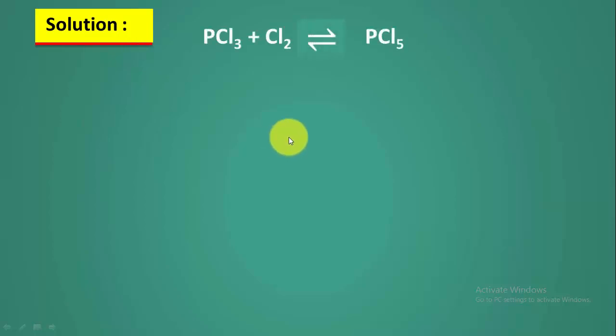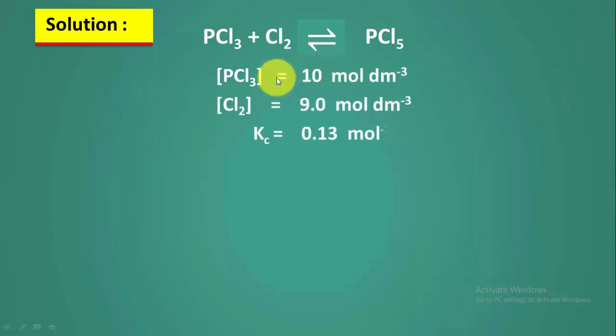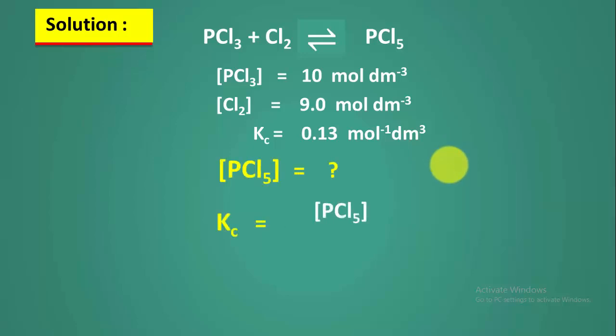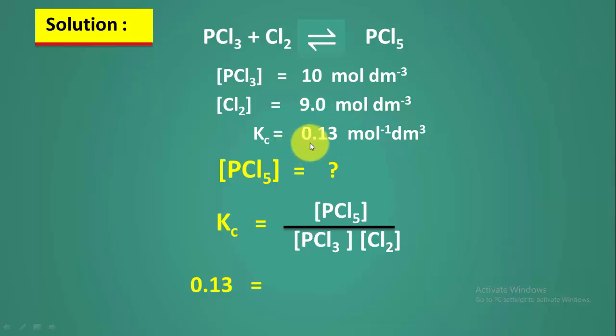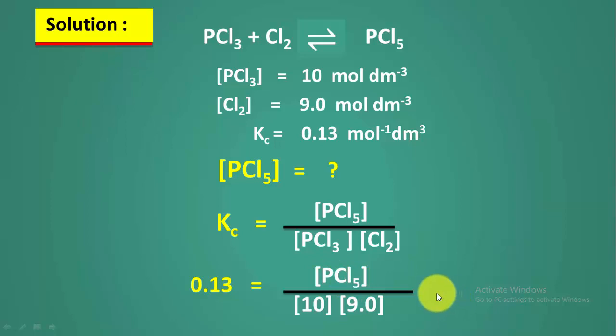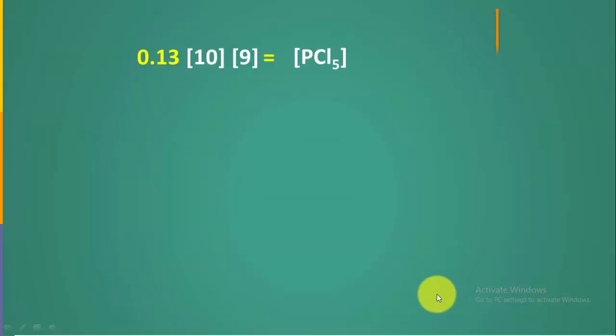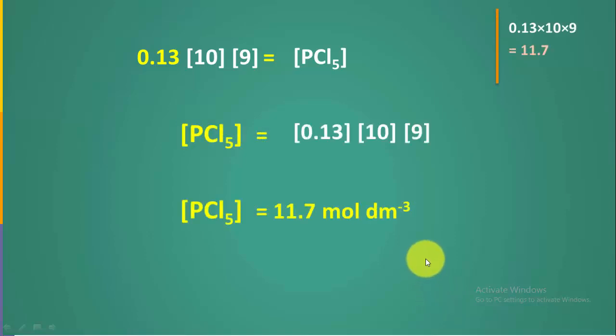We have to write PCl3 plus Cl2 is equal to PCl5, which is the balanced chemical equation. We have to write it first. Then after that, with the given concentrations of PCl3, Cl2 and Kc, we have to find out the molar concentration of PCl5. So write out the expression of Kc, concentration of product over concentration of reactants, and then the Kc value is 0.13, PCl3 has value 10 and Cl2 has value 9. So it is very simple, we calculate the numbers in the sidebar and the answer is 11.7.